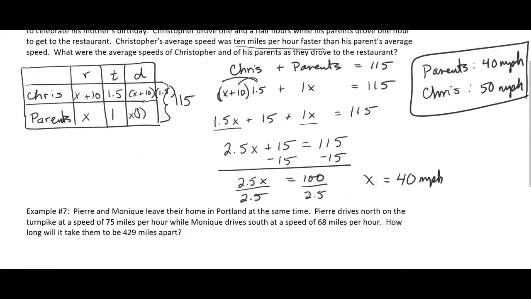All right, so we have another one. Pierre and Monique leave their home in Portland at the same time. So Portland, wherever Portland is, and Pierre's going and Monique's going. P for Pierre and M for Monique. Pierre drives, oh, no, not like that. Drew it wrong. They're not going in the same direction. Okay, so Pierre drives, you should read the whole problem first.